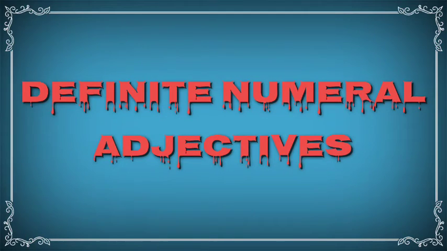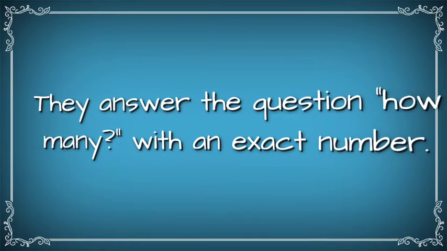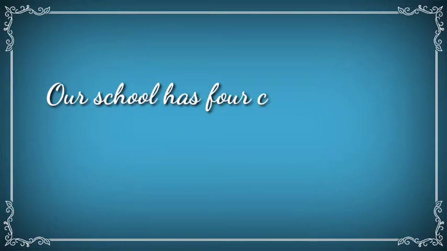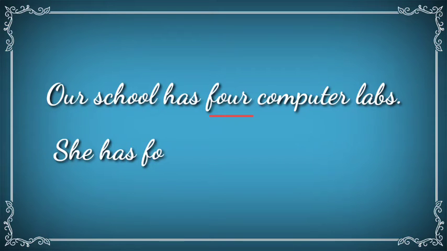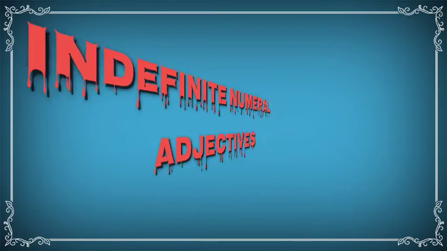Definite numeral adjectives. They answer the question how many with an exact number. Let's understand this with examples. Our school has 4 computer labs. How many computer labs? 4. So we got an exact number. She has 4 apples. How many apples? 4.